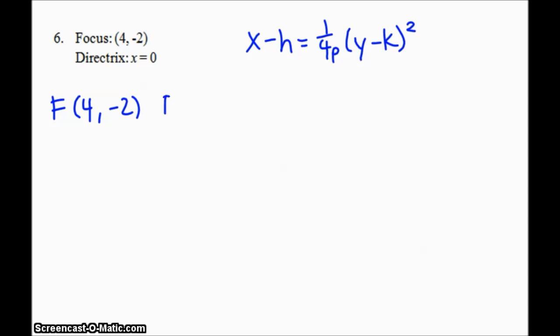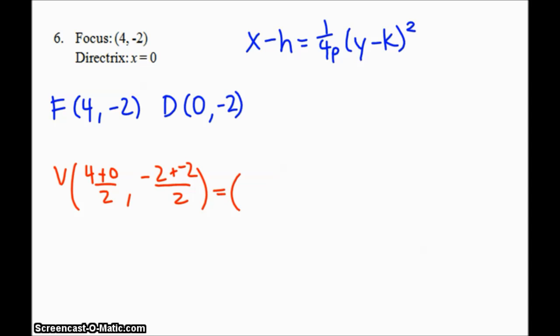Now you're going to do the same thing here, but this time it starts with an x, so you're going to use the formula that starts with an x. Okay, we need to find the vertex. The focus is already given at 4, -2, and the directrix has an x value of 0, so we put that there for x, and the y value would be -2. So to find the vertex, you do the midpoint, and for my vertex, I got 2, -2.